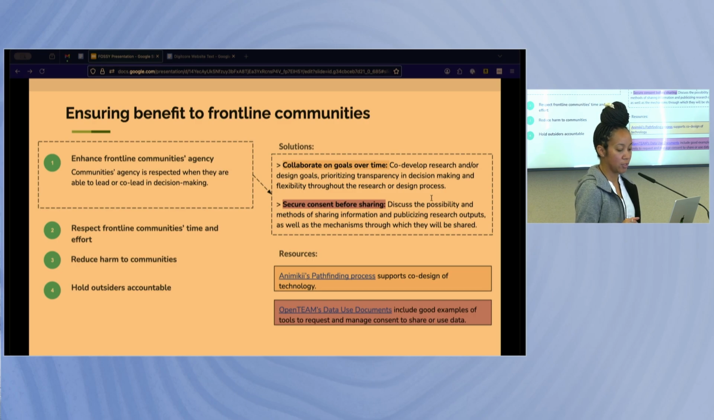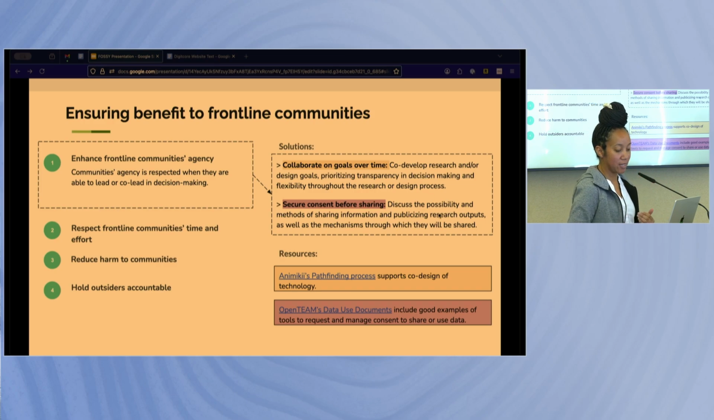For each of these solutions, we provided accompanying resources to help support readers during implementation. So for example, Animiki's, I'm never sure if I'm pronouncing it right, pathfinding process supports the co-design of technologies, specifically with the indigenous community. So hopefully you can see the colors, very light yellow, but yellow goes with yellow, pink goes with pink. And on the toolkit, when you select that solution, you'll be taken to that resource and other resources that could not show on this slide.